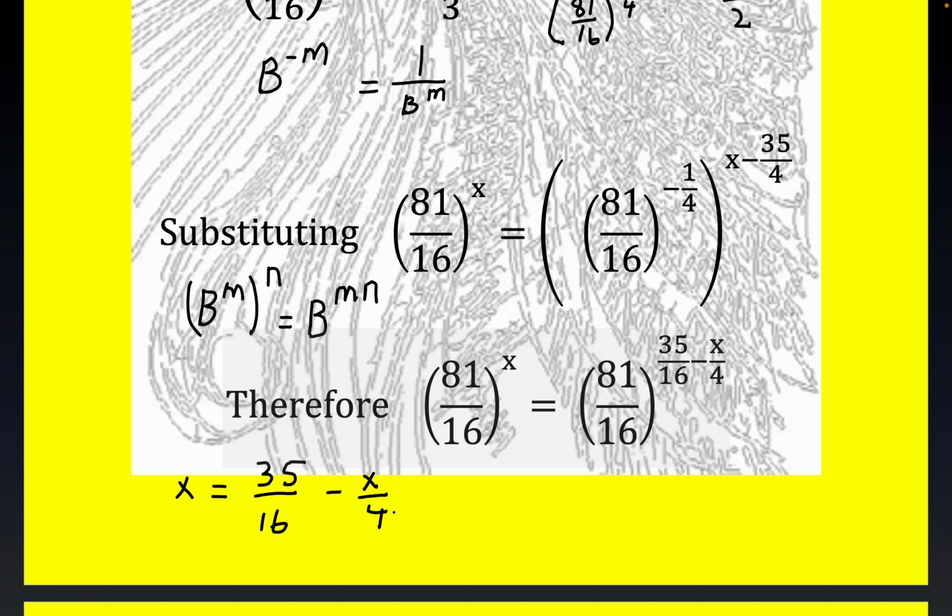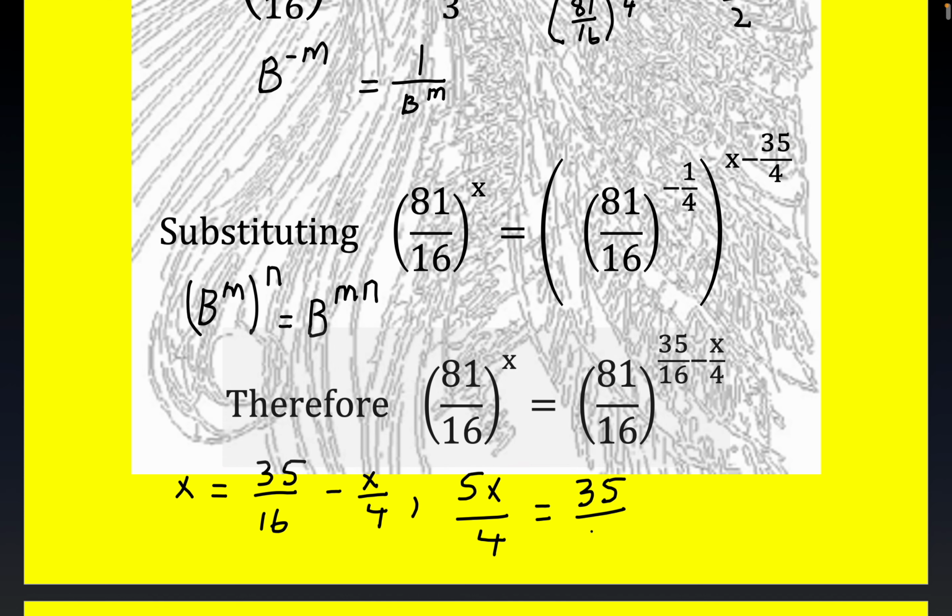Now, folks, if we add x over 4 to both sides, this leads to 5x over 4 equals 35 over 16. And folks, it's not hard to see from this point. If you get x isolated, that's the same as multiplying through by 4/5, but this would imply that x is equal to 7/4. I left out just a little bit of the work, but x equals 7/4 is the solution here.